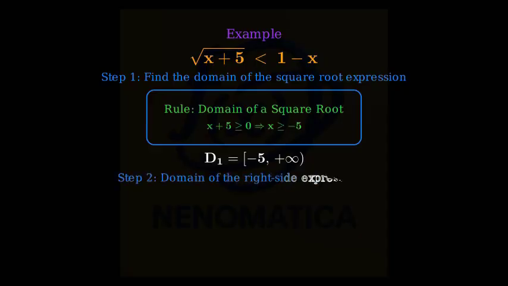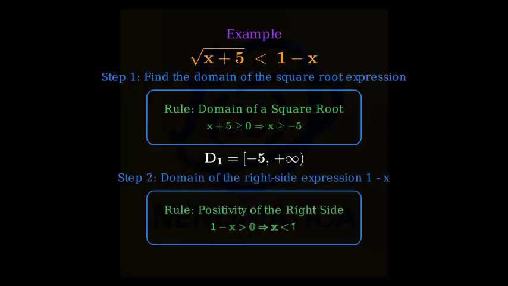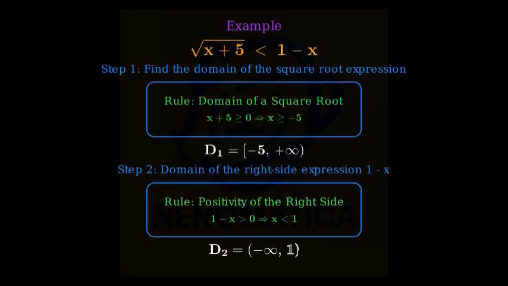Step 2, ensure the right side is positive because we will square both sides. 1 minus x must be strictly positive. Therefore, x is less than 1. We call this D sub 2.